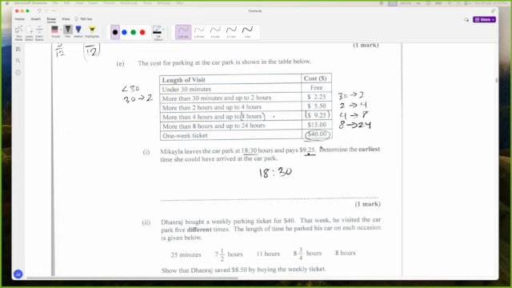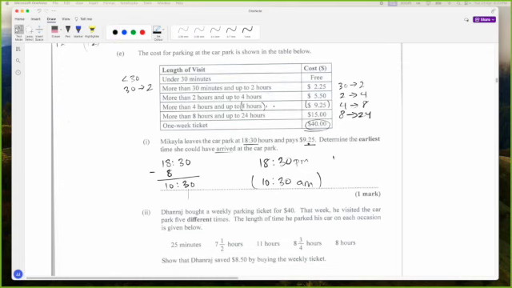So what is the earliest time that she could have arrived at the car park? If she spent a maximum of 8 hours, then 8 hours before would have been 10:30. So the earliest time she would have arrived would have been 10:30 a.m. You spend 8 hours until 6:30 in the evening, because this is p.m. The answer would be 10:30, right? You could do the maths and say 18:30 minus 8. Of course, it's just 1 mark, so this should be good enough.